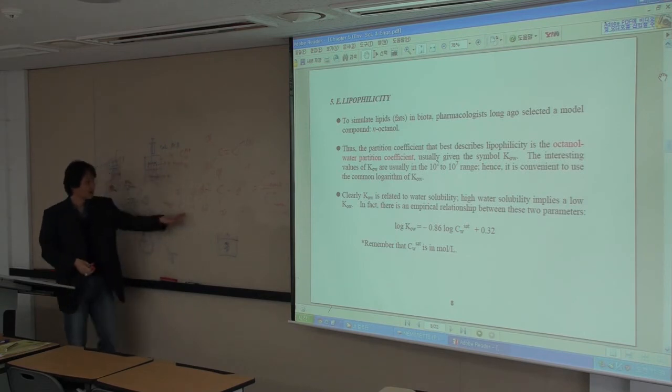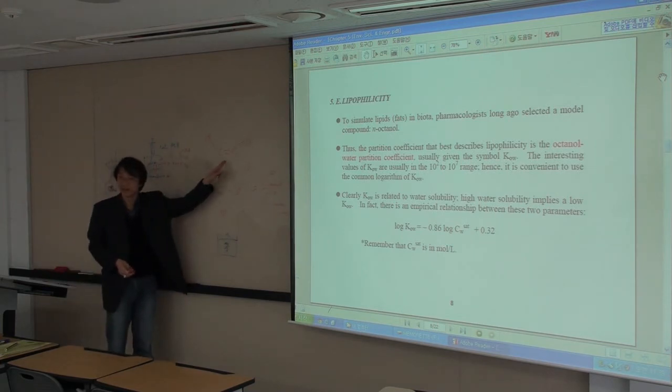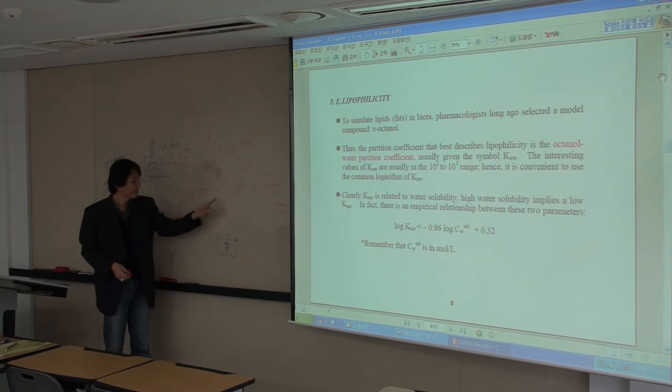These are alkane, right? Alkane. And this is alkene. And this is what? This is also alkane, right? Alkane.